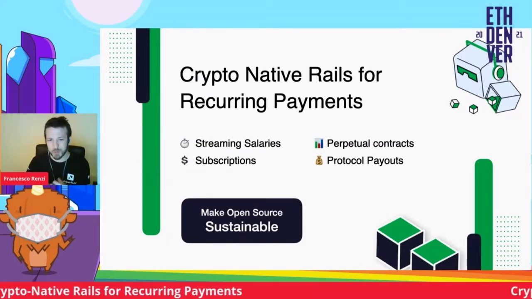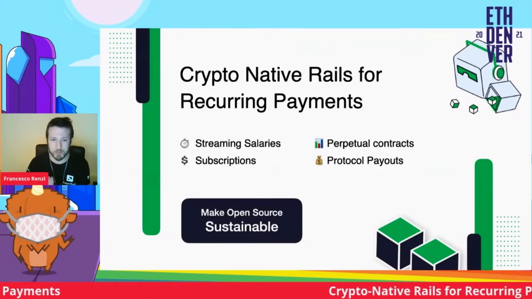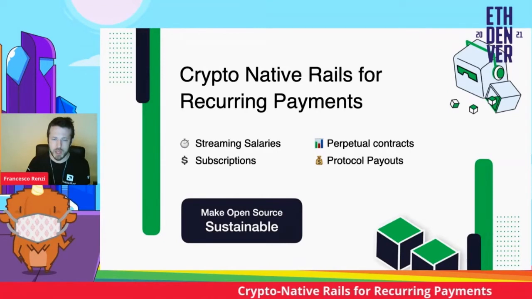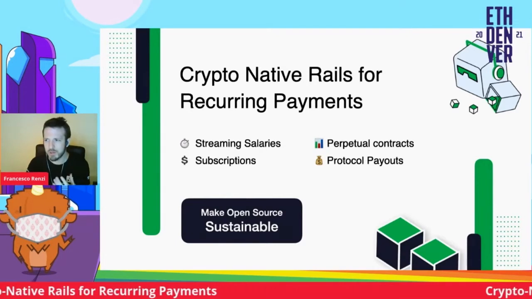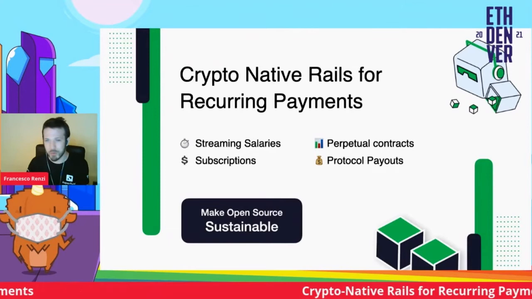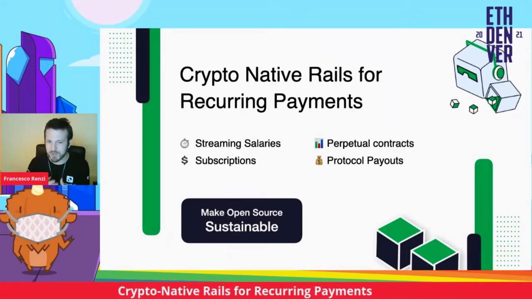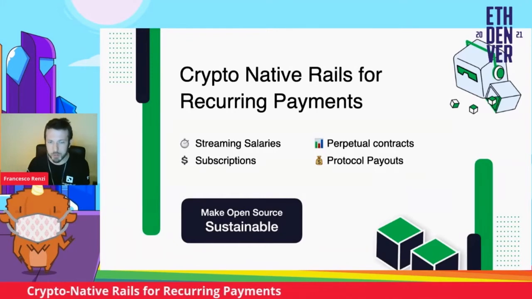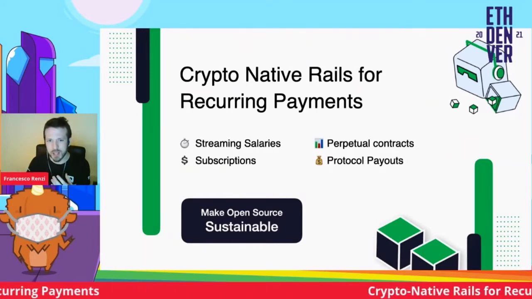Now, one thing that we're also very excited about is using money streaming to make open source sustainable. Now, open source has often struggled with financing, right? How do we fund public goods? Well, public goods can be funded in a number of ways, generally through taxation or through donations, right? We've seen amazing things happen with, for example, Gitcoin grants. However, it's still a lot of work, right?